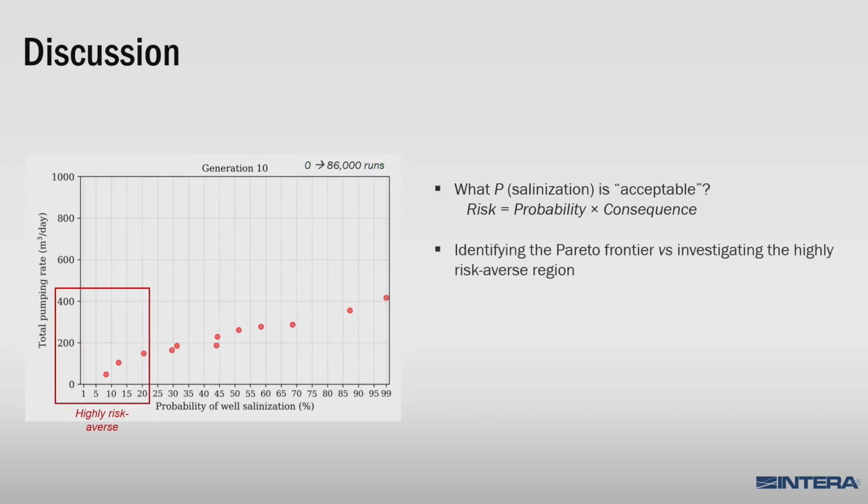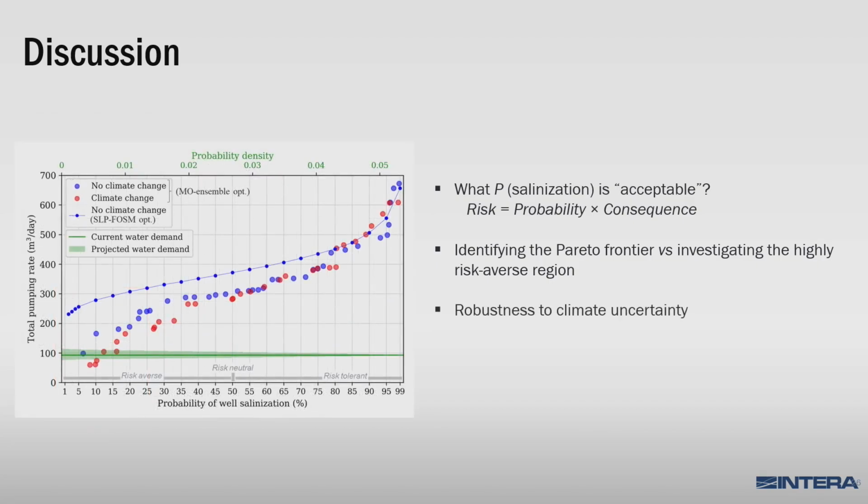Also, identifying the Pareto frontier here, I think it looks pretty, it's cool, but it's super computationally costly. It took 86,000 runs to get each of these Pareto fronts that I was showing you, when in general, the groundwater managers are more likely going to be highly risk averse. So it would be really nice if we had a method or option where we could focus all of our computational efforts on the highly risk averse area.